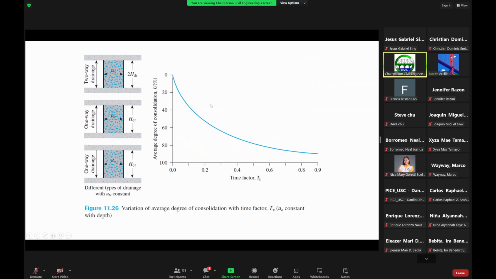Okay, so don't worry about these graphs because all of these are found in your book. I've just taken this in. Just a time check. I think we can still have some problems.